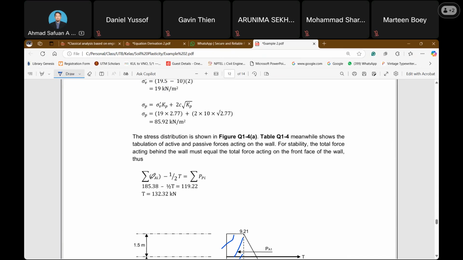Is there any question? Last example. Okay, so you understand. Let's say I give you a similar example for the calculation. Is it okay? It's very straightforward and easy to understand.